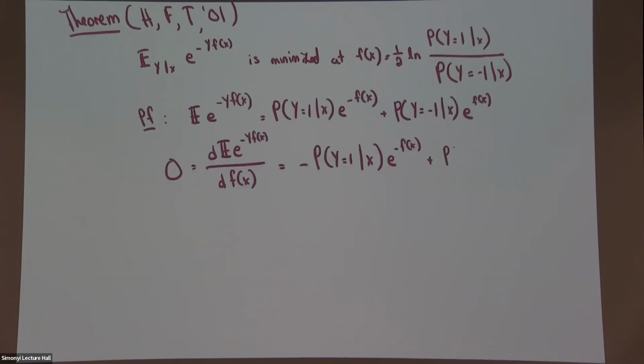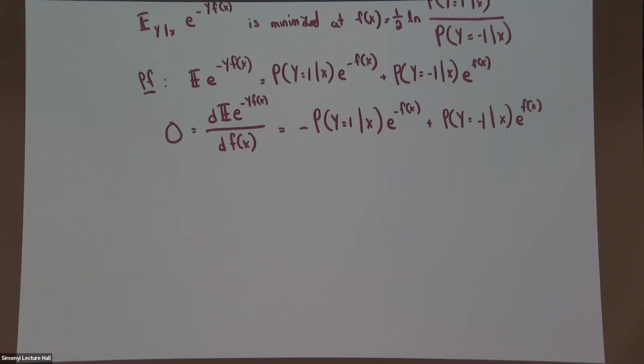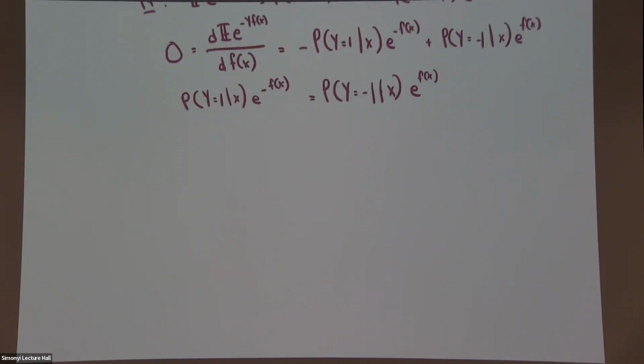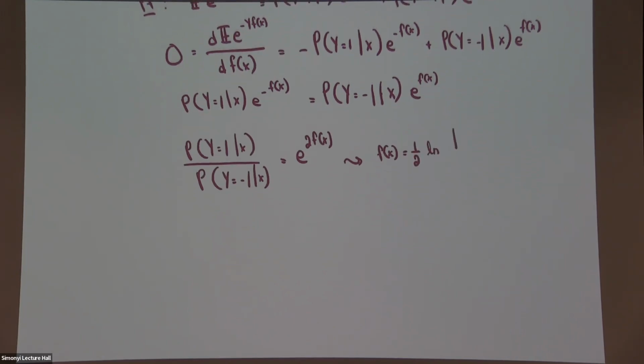plus... okay, so then I'm just going to put this thing on the other side, and I get here the probability. And then I'm getting closer. I'm going to just rearrange the terms here. Okay. And so now I've got it. f of x equals 1/2 log, and then the same fraction. And I believe I have now proven the theorem.